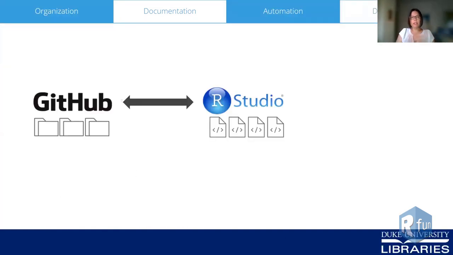So, to present from a high level, a conceptual view of the workflow we're going to be walking through today. Your organization and a lot of your automation would be implemented using two key tools, Git and GitHub, and R and RStudio. So this is where all your files would be stored, as well as using those coding and scripting files for automation.